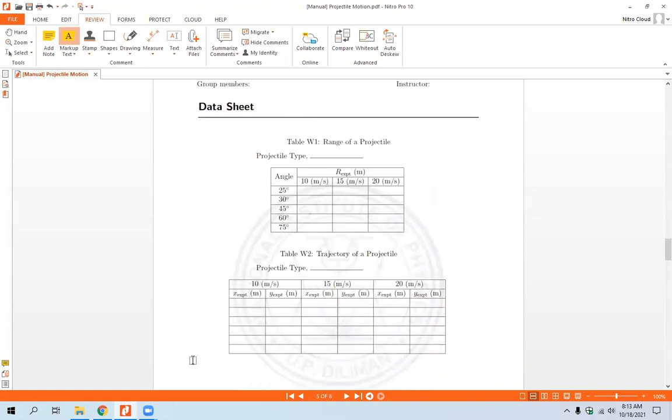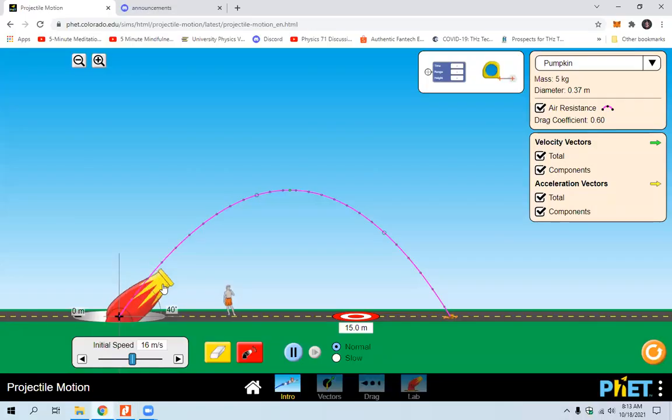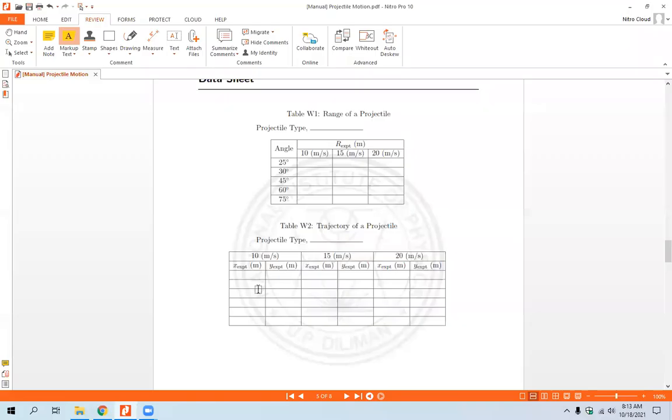So, dun sa mismong data, ito na yung tables natin. So, makikita nyo, you will measure the range sa table 1 for different sets of angles and different sets of initial velocities. So, yung angle, you drag this around. You drag the cannon around. Kita nyo na yung angle reading dito. So, ganun lang naman siya tinatoggle. In increments of 5 naman gumagalaw yan. Tapos table 2, X and Y naman ang i-measure ninyo.